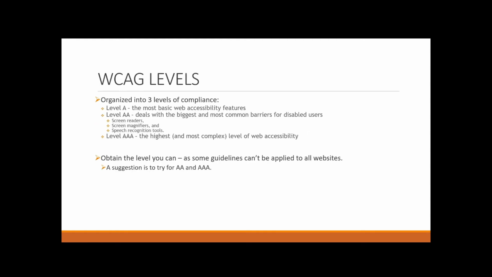WCAG is organized into 3 levels of compliance. Level A, the most basic web accessibility features. Level AA deals with the biggest and most common barriers for disabled users. Screen readers, screen magnifiers, and speech recognition tools. Level AAA is the highest and most complex level of web accessibility. The idea is to obtain the level you can, as some guidelines can't be applied to all websites. A suggestion is to try for AA and AAA.